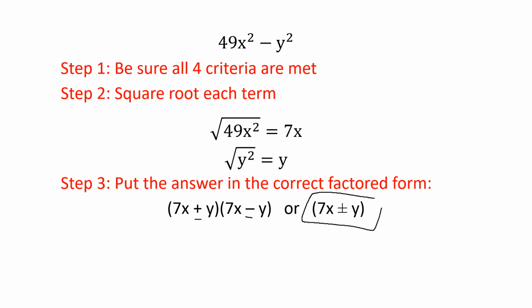You square root your whole numbers, divide your exponents by 2. One more for good measure. Factor 25y squared minus 36a to the fourth. Are all four criteria met? Two terms? Yes. Subtraction? Yes. Can I square root 25 and 36? Yes. Can I divide 2 and 4 by 2? Yes.